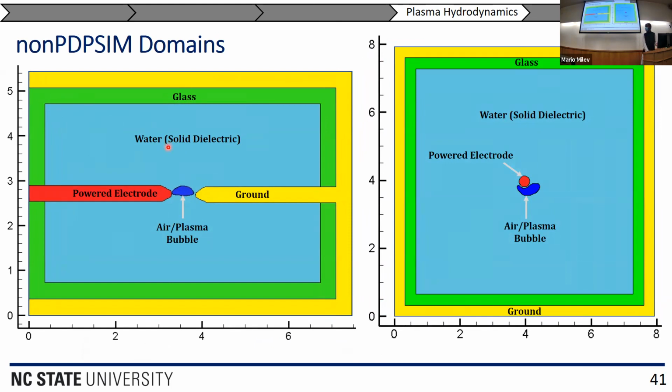And so we have the water as a solid dielectric, the ground in yellow, either surrounding the tank or just surrounding the tank and one of the electrodes in the tank, and then a powered electrode and then your bubble. And in these simulations, we do have the glass in the middle, as that's what we have in the experiments too. And these length scales are on the order of centimeters in case you want to get a gauge how big these things are. So this is a 3.2 millimeter electrode in these bubbles. This gap is 5 millimeters.